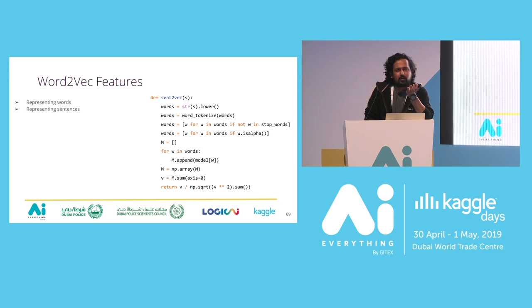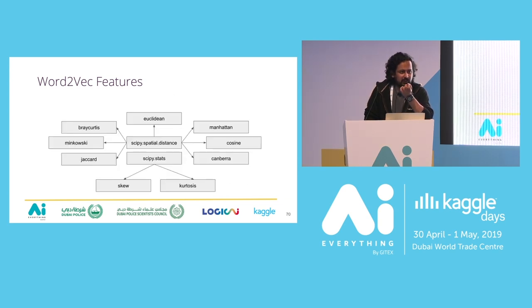Once you have the word2vec features, we have these vectors for every question, question 1 and question 2. So you can calculate a lot of different kinds of distances from them. All of these are available in SciPy. Once you have these distances, you have a lot more features.